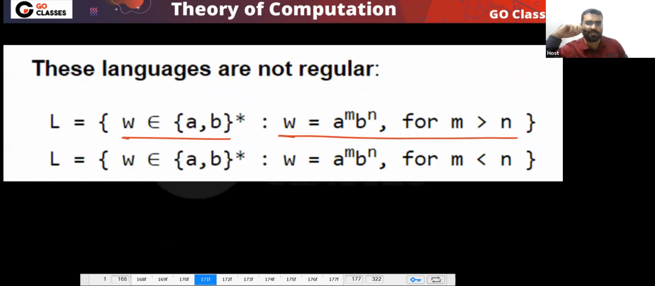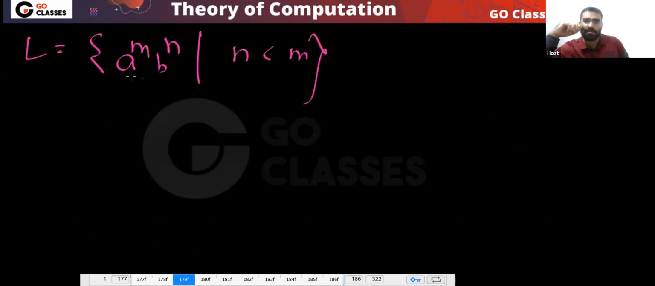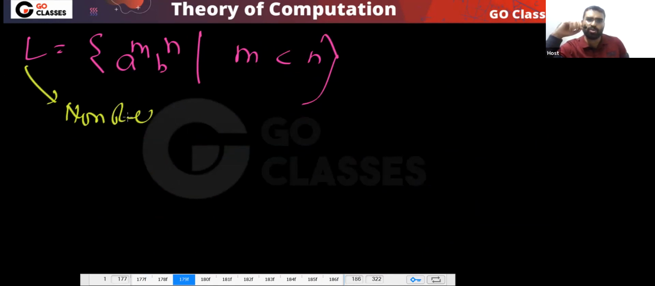Now, what about this language, the second language, A power M, B power N, where M is less than N? Prove that this is non-regular. The idea is the same, so this is also non-regular.